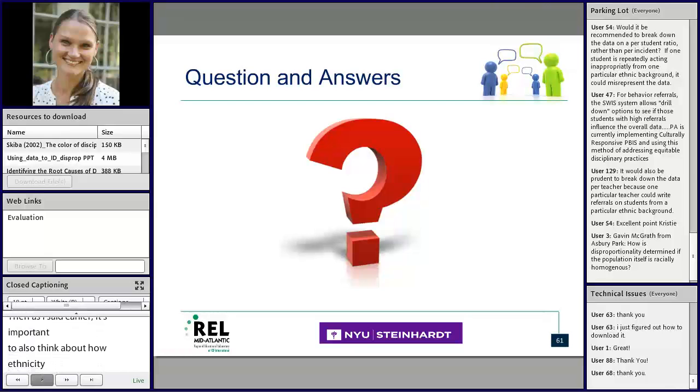And then, as I said earlier, it's important to also think about how ethnicity fits in there, because Black, white, Hispanic, it's a large label for many people. And so if your school has a lot of Haitian students, Dominican students, Puerto Rican students, there's a lot of students and families within that school that identify along different categories and how those categories are defined in policy.